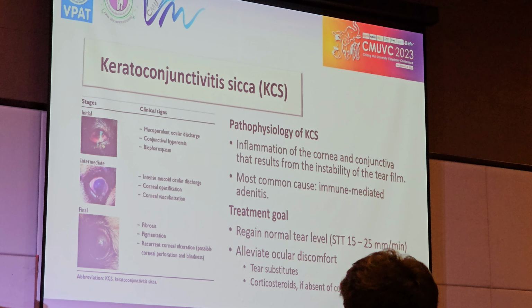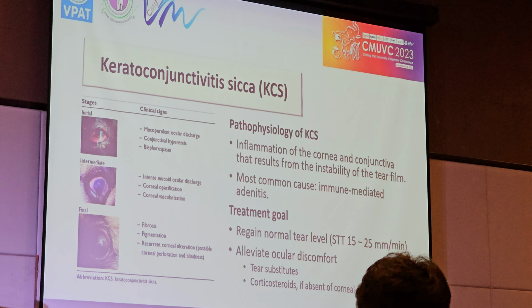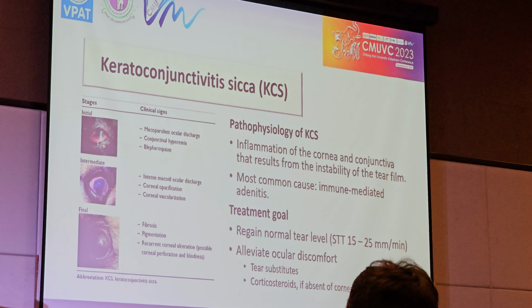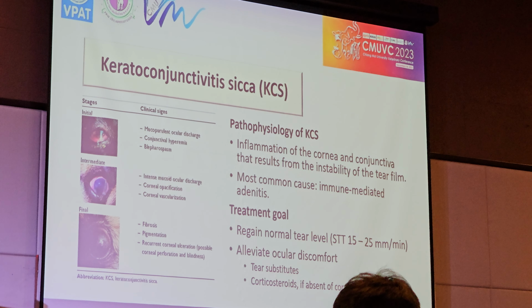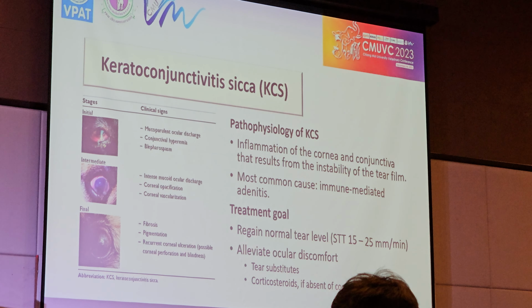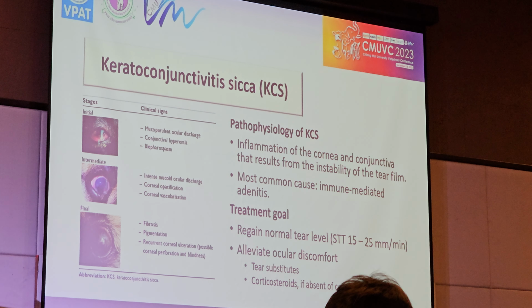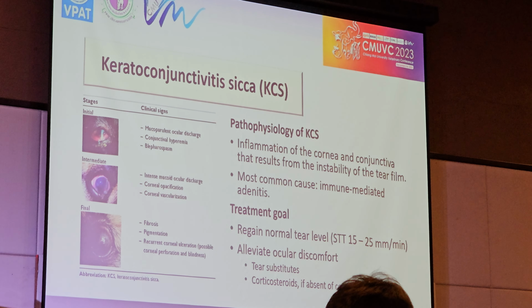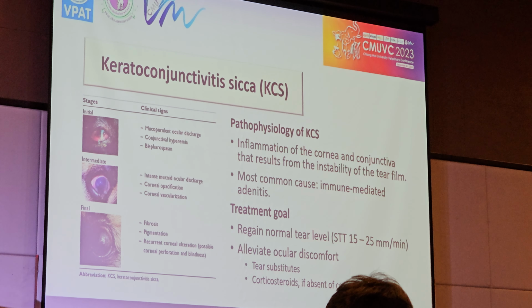And KCS is the inflammation of the cornea and conjunctiva resulting from the instability of the tear film. The most common cause of KCS is immune-mediated keratitis. So the treatment goal of KCS is to regain normal tear levels and relieve ocular discomfort by using tear substitute or corticosteroid in the absence of corneal ulcer.